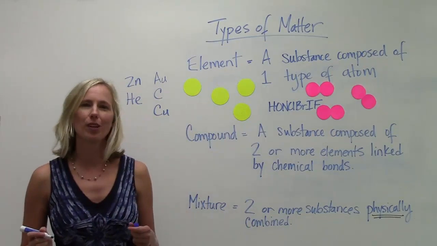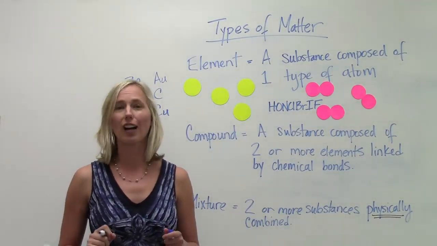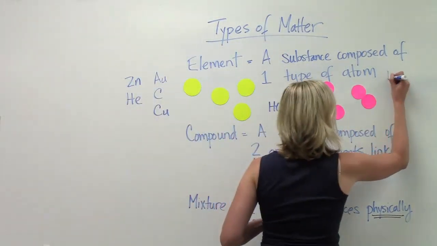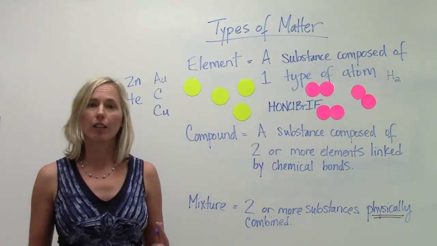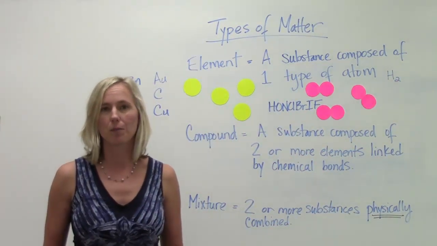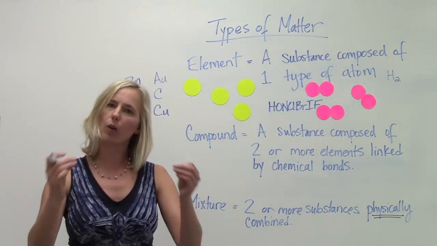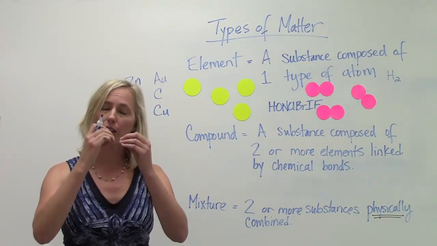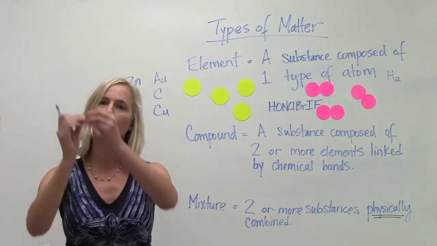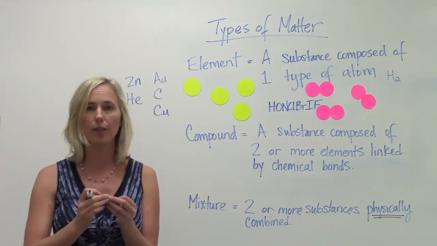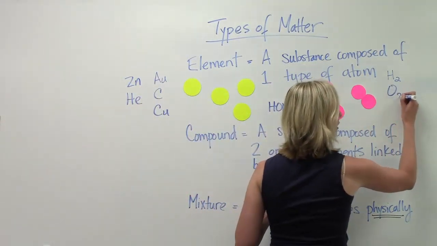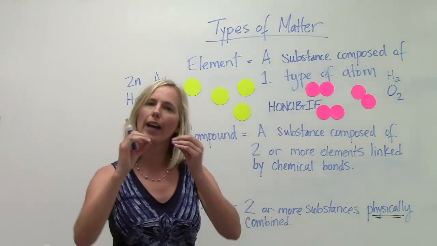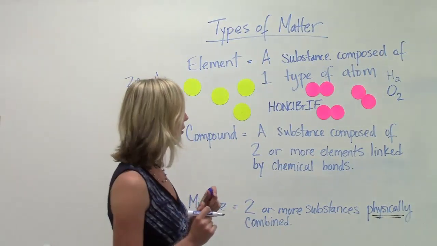Let's go through them right now. The H stands for hydrogen. When you encounter the element hydrogen, the atoms are always connected. There are two of them connected together, and they travel around as a single unit. The second element is oxygen. Oxygen gas that we breathe in. The two atoms are always connected together.